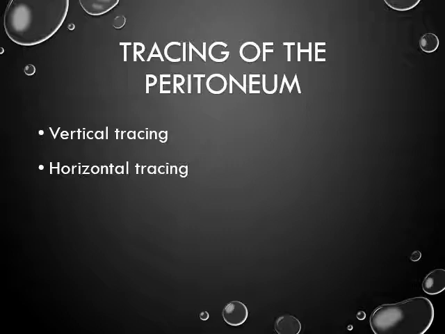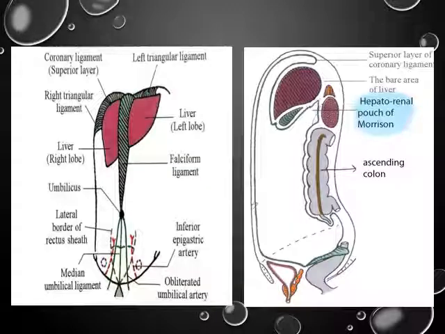In horizontal tracing, we will be tracing the peritoneum in a transverse section of the abdomen. Once again, as it is quite a big thing, we will be tracing it at two levels. So we are starting with the vertical tracing.